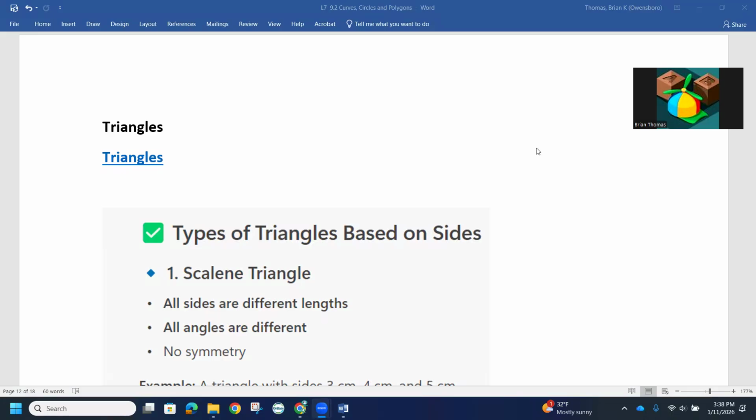So as we work into polygons, the simplest polygon, in other words, if we talk about closed figures, is a triangle. You have to have at least three non-collinear points to create a closed shape. So a triangle is the simplest. So when it comes to triangles, let's see what we got here.